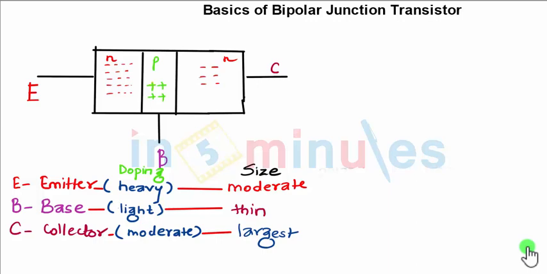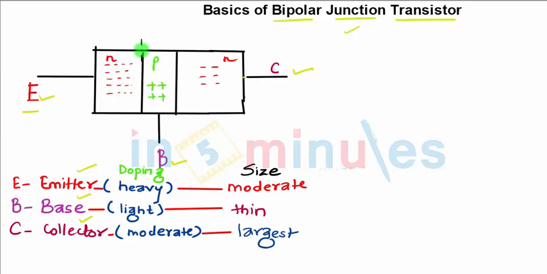BJT is nothing but the bipolar junction transistor. Now we'll start with the discussion of BJT. What you look over here, you have a three terminal device called emitter, base and collector. The three are written over here. These are called the three terminals of the bipolar junction transistor.